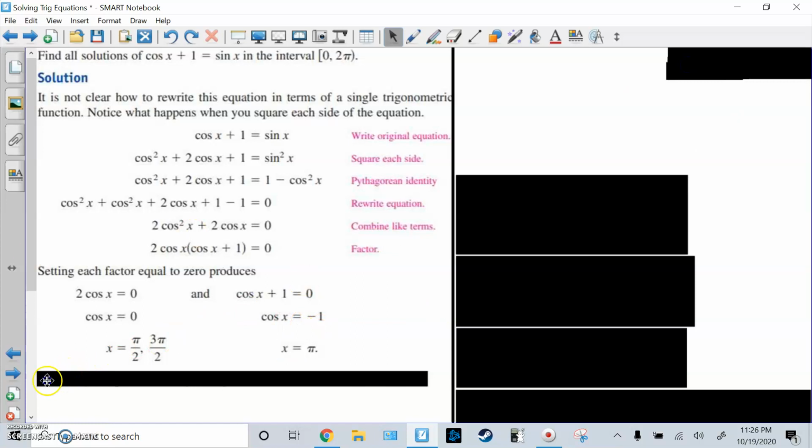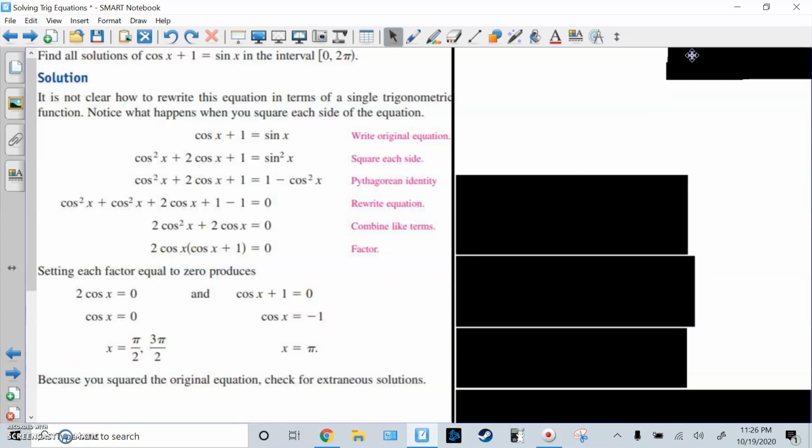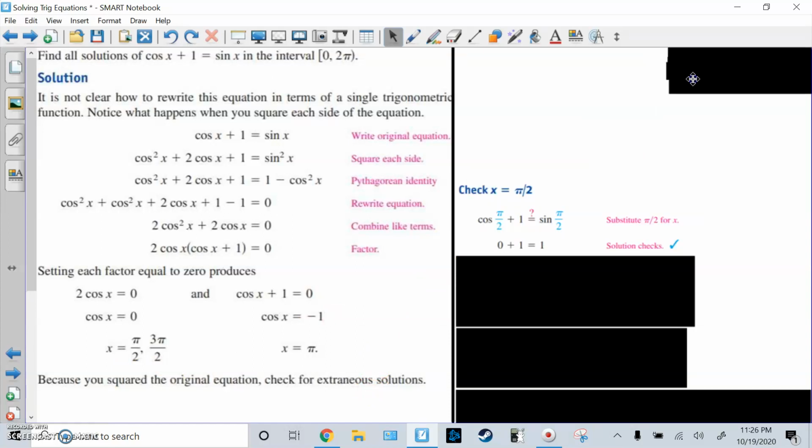Now, this looks like there's 3 answers, but because we squared both sides, we have to check for extraneous solutions. We'll check all 3 answers. The first check, if I plug in pi over 2, cosine of pi over 2 is 0, plus 1 equals sine of pi over 2, well, that's 1. 1 equals 1, that's good.